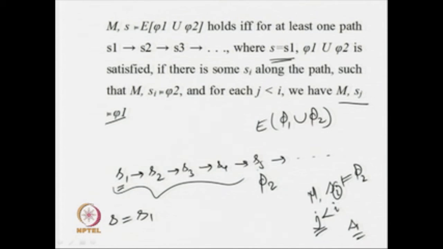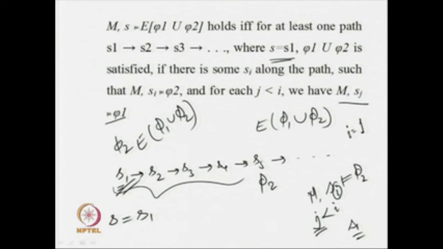When I am talking about i, we are not excluding 1 from this particular i also. So, i may be 1 also. So, in this particular case, what will happen in S1? If phi 2 holds at that particular state, then what will happen? You will find that according to this particular definition of semantics, E phi 1 until phi 2 holds in this particular state S1 also.